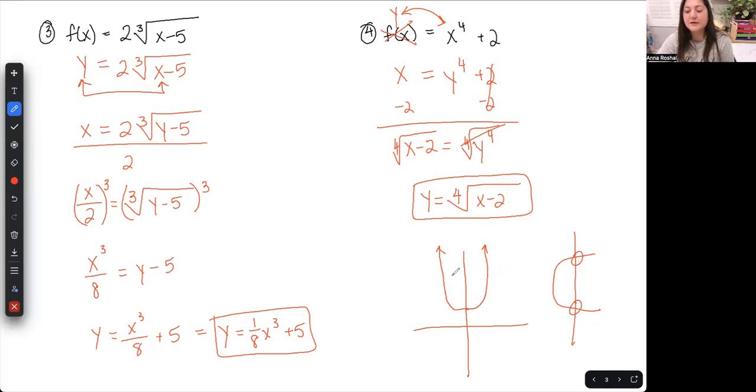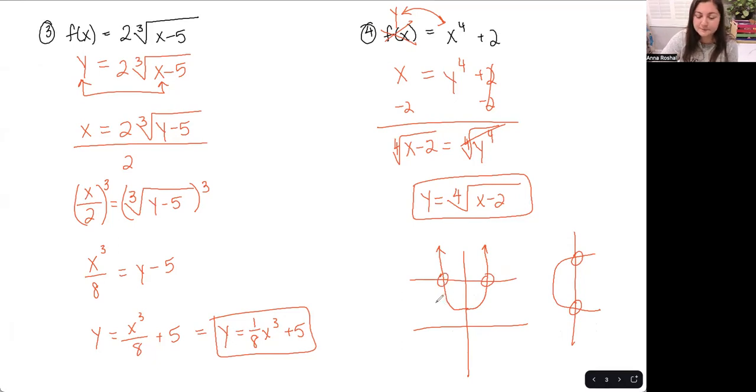Yes, it is a function. And then does it pass the horizontal line test? No, it doesn't. And so therefore the inverse is not a function.